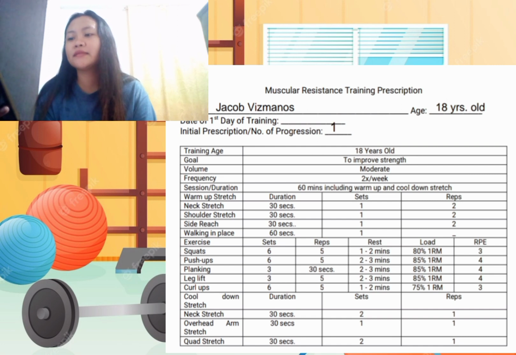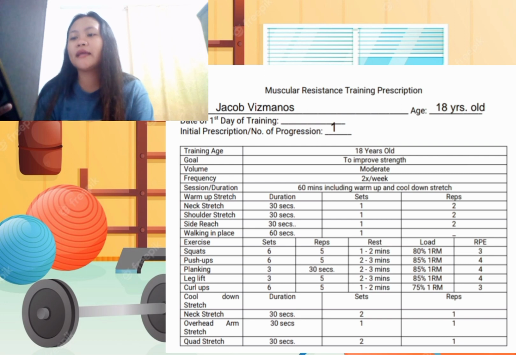Again, 6 sets with 5 repetitions, and he will have 2 to 3 minutes rest with 85% 1 RM or load. Under the RPE, we put 4. Next is planking. 3 sets with 30 seconds every set, and he will have 2 to 3 minutes rest with 85% load or 1 RM. Under the RPE, we put an estimated range of 4.